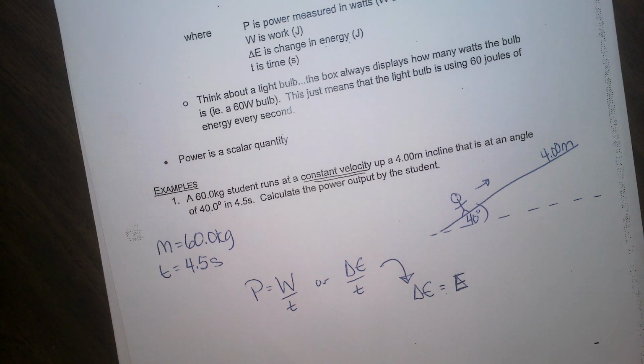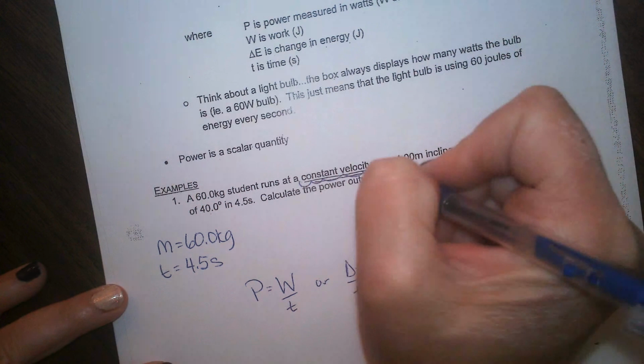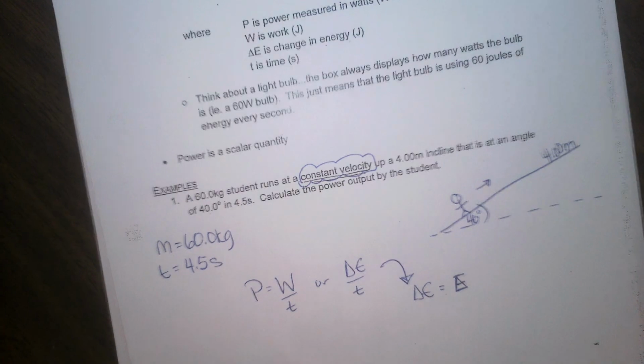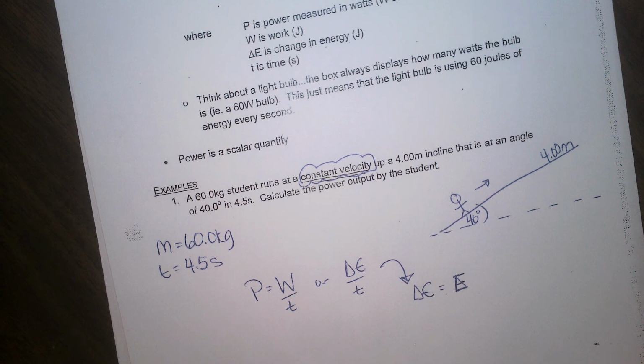the student is running at a constant velocity. That's the other key here. If it's a constant velocity, is there a force applied? No, because there's no acceleration, right? You have to have acceleration to have a force applied.